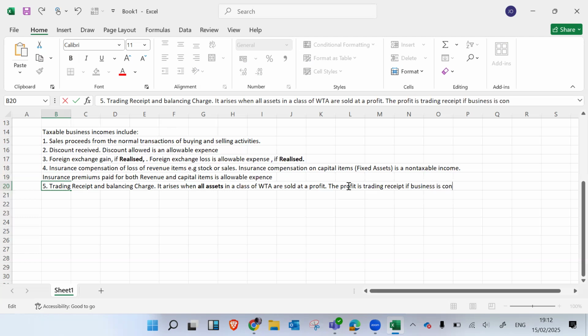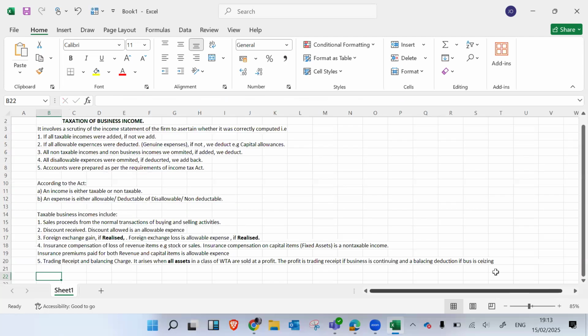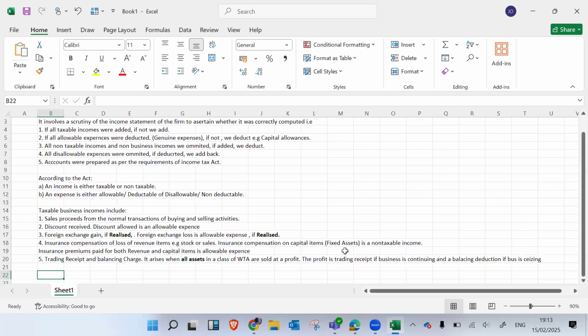If business is continuing, that's the difference. And a balancing charge if business is ceasing. So if business is coming to an end, we call it balancing charge. If business is continuing, we call it trading receipt. As simple as that. Great.